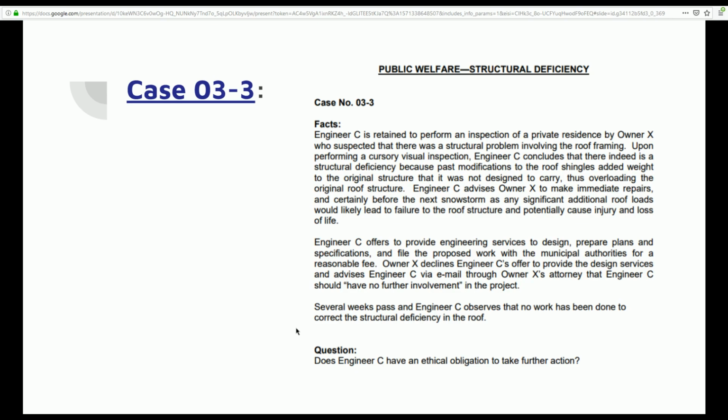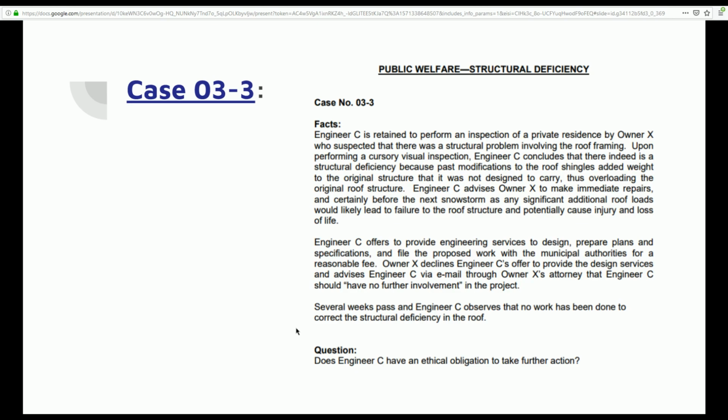So Engineer C explains all of this to the owner, and explains furthermore what all the paperwork would be required and the new designs to fix the problem, and presents all this to the owner. But then the owner, through their attorney, says, "Okay, we're done. We're not going to do that." And the engineer has no further involvement in the project. But then the engineer drives by that place and sees that they haven't fixed anything later, and that maybe the snow's coming, and Engineer C is worried that there's a safety concern here, right?